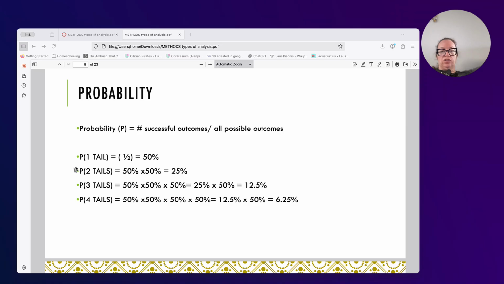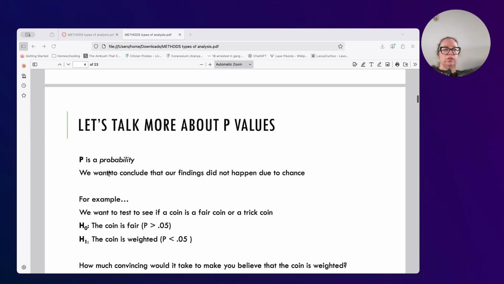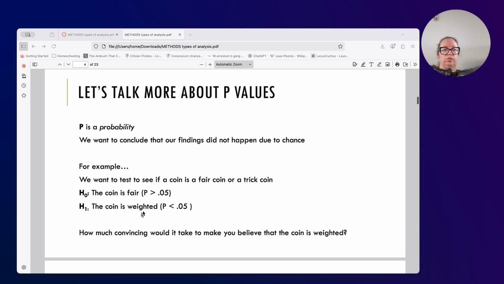So if we hop back to the hypotheses here, right, if we get a probability that is less than 0.05, that would be support for our H1, or our alternative hypothesis, or our prediction against the null hypothesis.